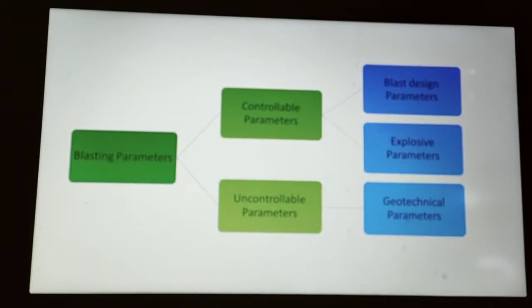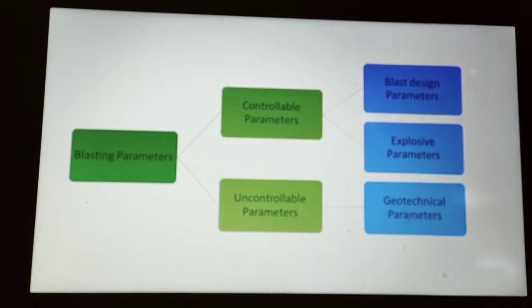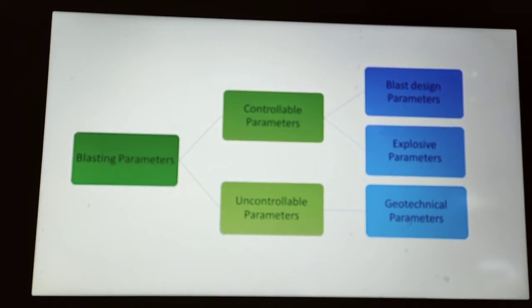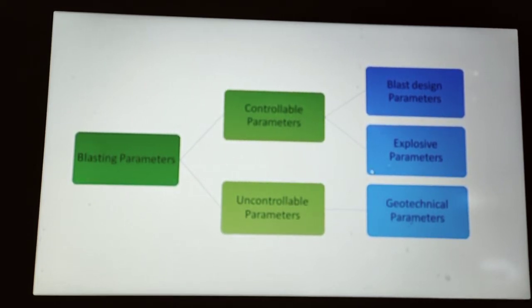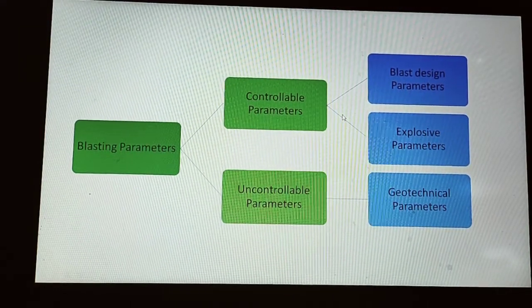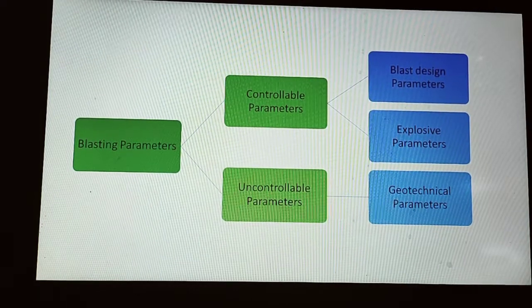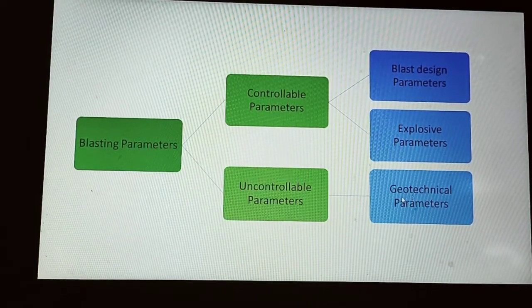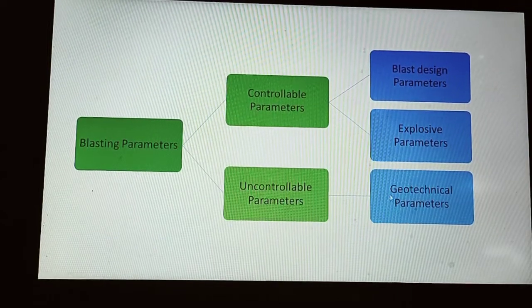As you know, blasting parameters are divided into two categories: controllable parameters and uncontrollable parameters. Controllable parameters are those which can be altered and optimized, but uncontrollable parameters are those which cannot be altered and optimized. As you can see here, controllable parameters are further divided into two parts: blast design parameters and explosives parameters. As far as geotechnical parameters are concerned, they come under uncontrollable parameters.